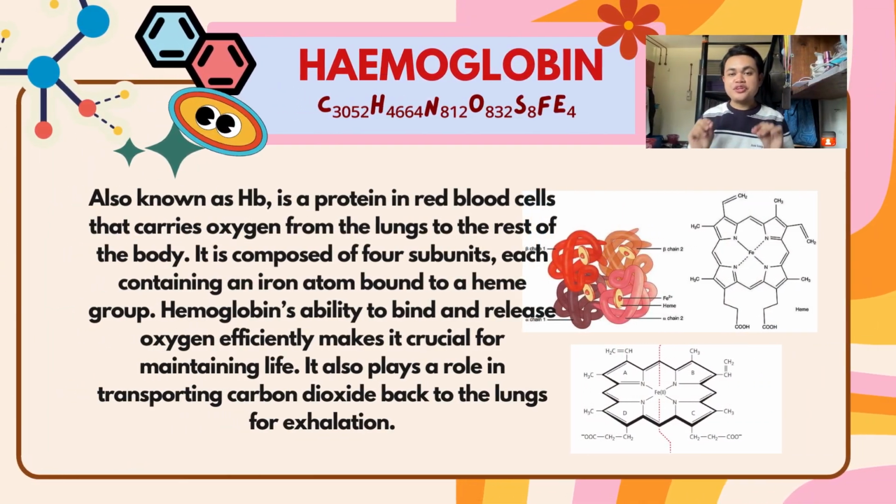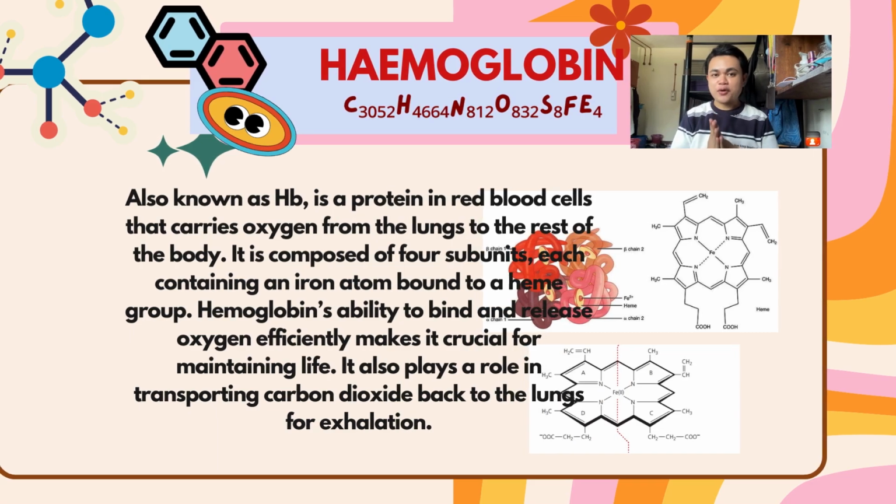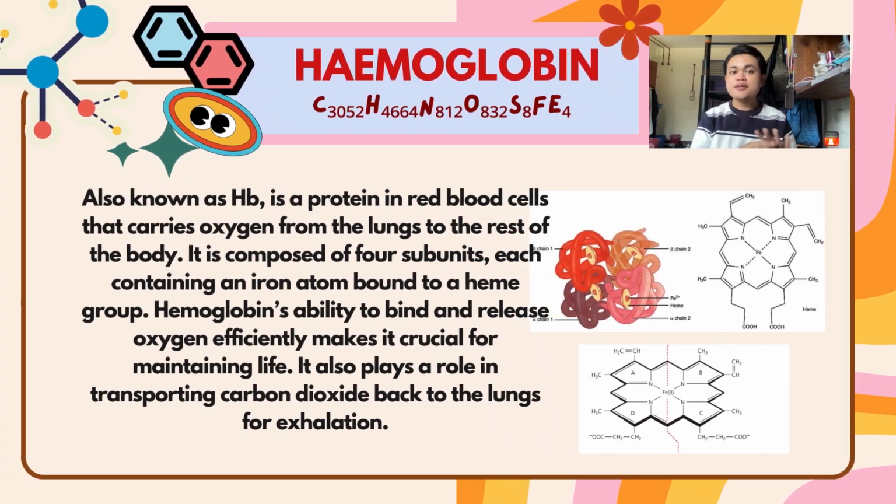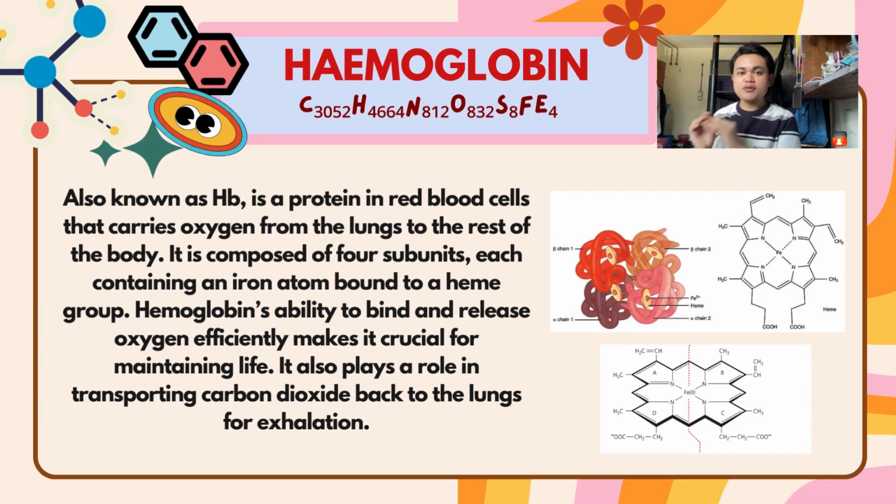So today I'm going to introduce our compound. Our compound is hemoglobin, also known as Hb. It's a protein in red blood cells that carries oxygen from the lungs to the rest of the body. It is composed of 4 subunits, each containing an iron atom bound to a heme group. Hemoglobin's ability to bind and release oxygen makes it crucial for maintaining life. It also plays a role in transporting carbon dioxide back to the lungs for exhalation.